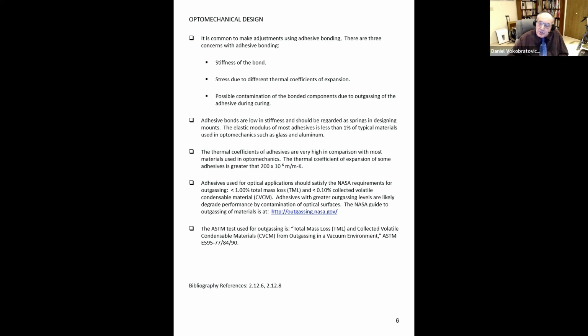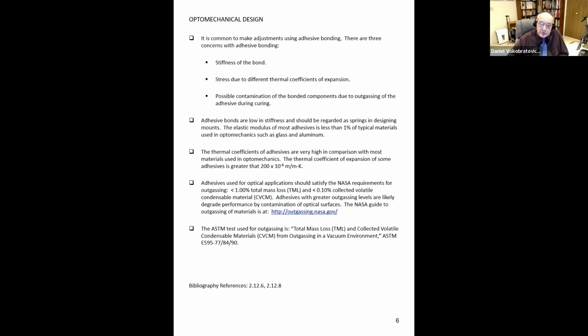Now, another concern with adhesives, in addition to their low stiffness, is their very high thermal coefficient of expansion. The thermal coefficient of expansion of some adhesives can be as high as 200 parts per million per degree Kelvin. And by the way, I'm an engineering physicist, so I tend to talk about temperature in terms of degrees Kelvin. Not a big deal. Kelvin is equivalent to centigrade. For those of you who are not yet metrified, the conversion factor is 1.8. But this is an additional issue.